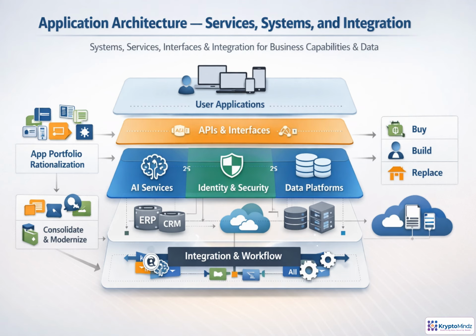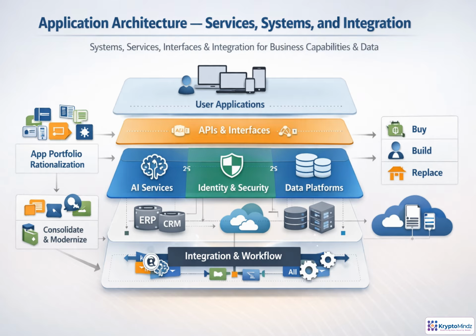Application architecture connects business capabilities to the software ecosystem that delivers them. Start with the applications people use, then look at the APIs, interfaces, and workflows that allow those applications to share data and trigger processes. Beneath that are enabling services like identity, security, data platforms, and AI capabilities.